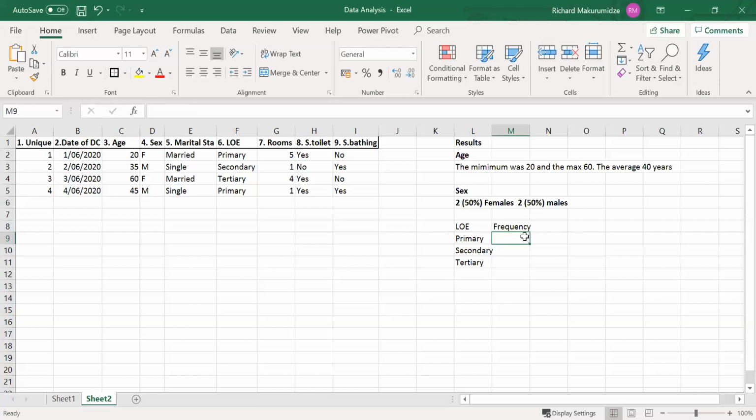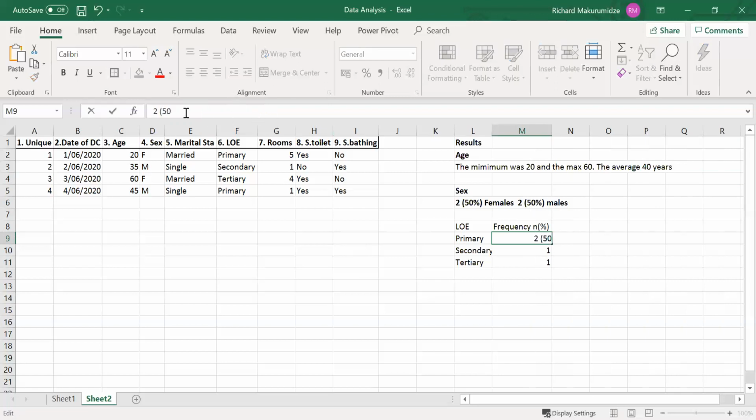So primary, there were how many? 1, 2. So 2 for primary. Secondary, 1. Tertiary, 1. And I can put a percentage in my table also. Usually when you're writing your table, you write N, and in brackets, you put a percentage. So 2 out of 4 is 50%.